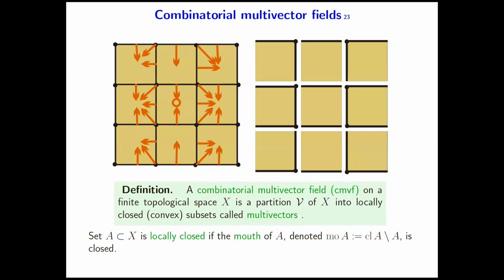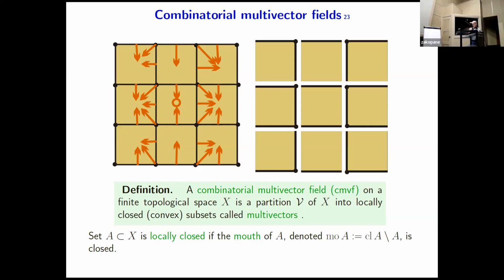And actually, a combinatorial multivector field on a finite topological space, so on a collection of cells of a cellular complex, is a partition, but not just into singletons and doubletons. You allow any locally closed set. Locally closed set is something which is not so easy. This concept is not so easy to find in a textbook on topology. You can find it in Engelking's General Topology.